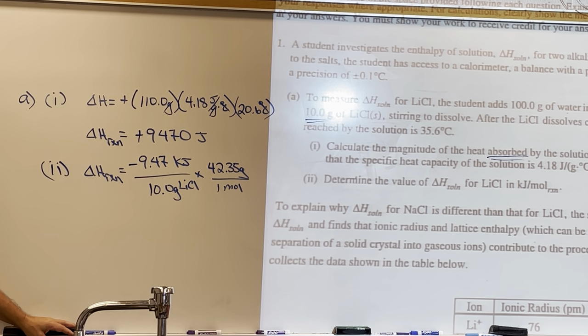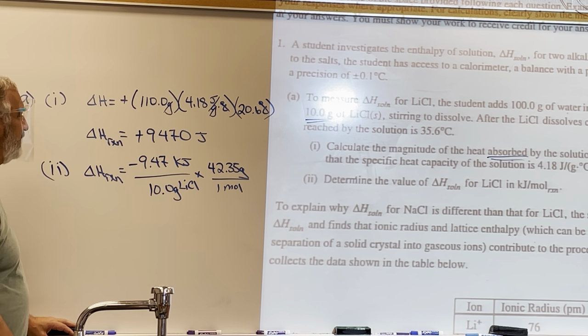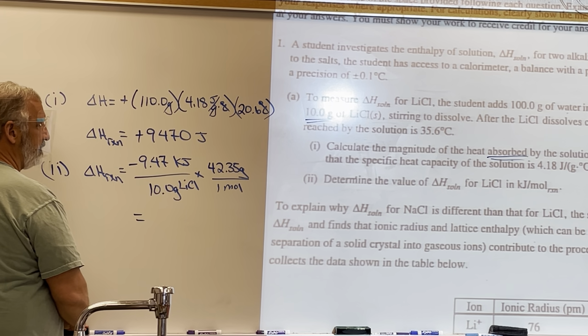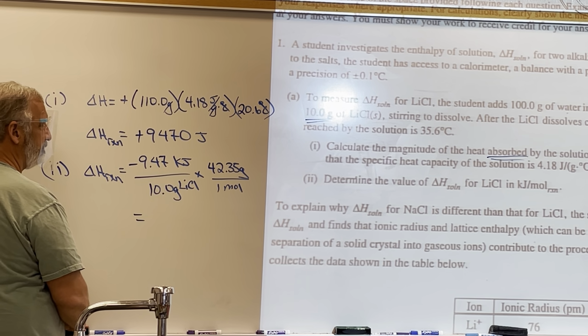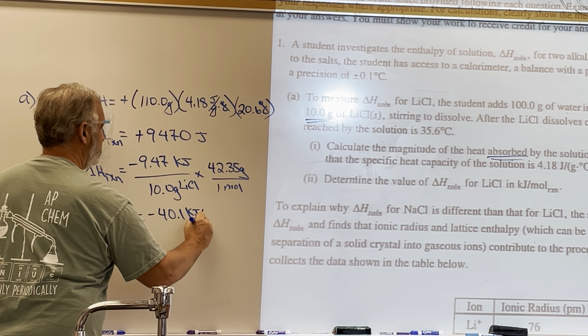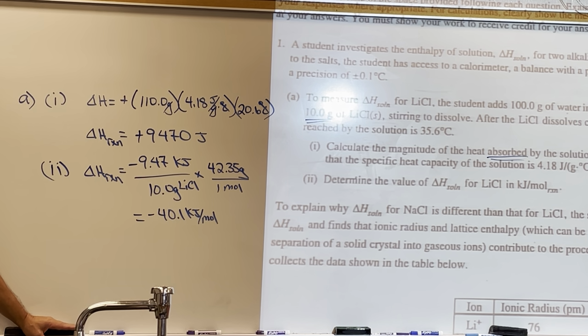Okay? Now, I don't think they would have marked off if you put the negative sign, but it's asking for the amount absorbed. Okay, and what does this value end up equaling? 40.1. Negative 40.1 kilojoules per mole. Yep. Okay.